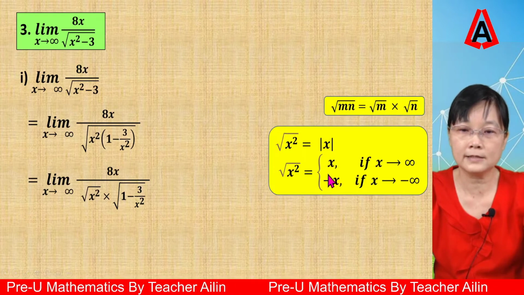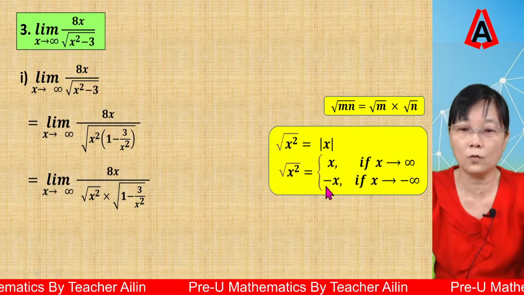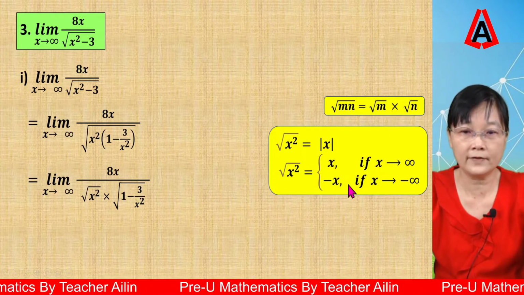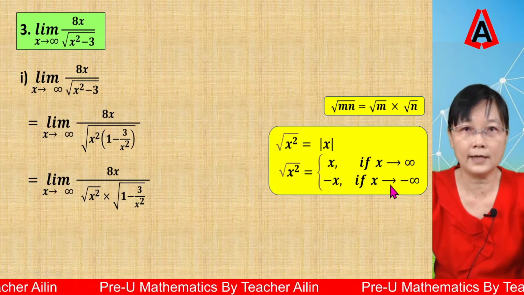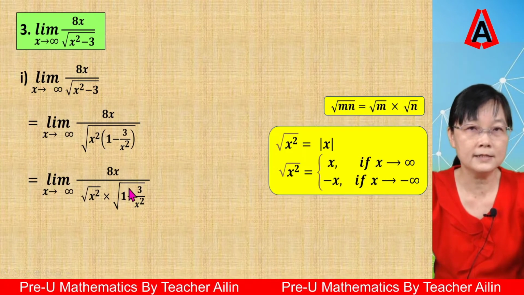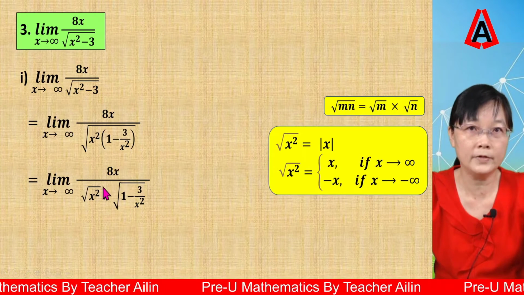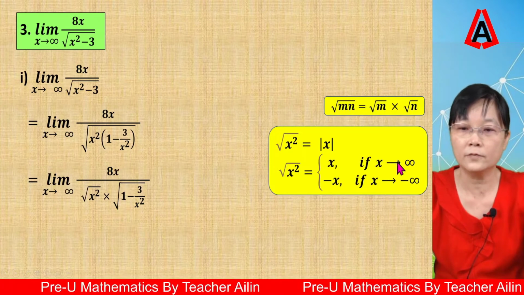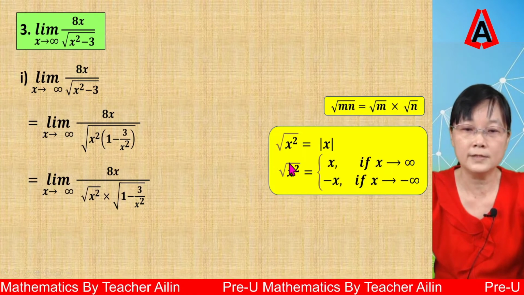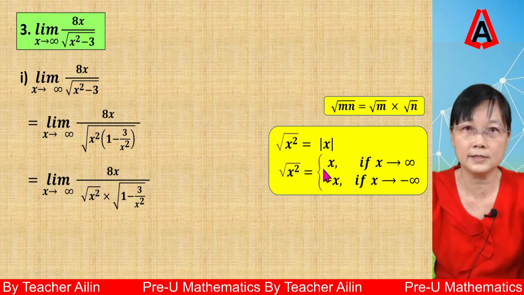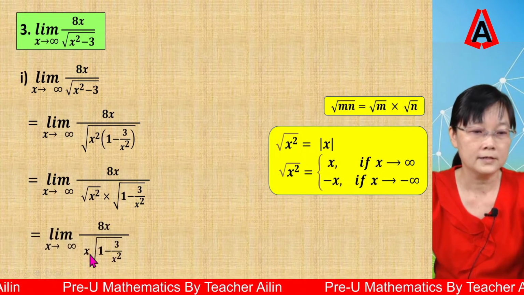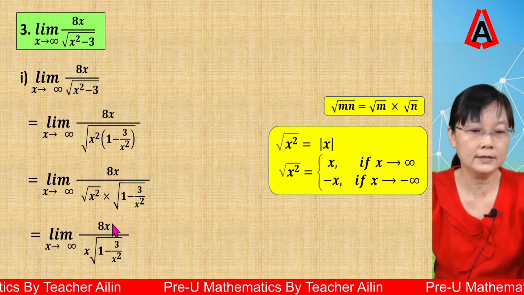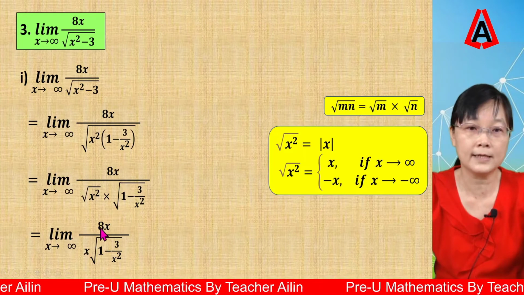Modulus x can be equal to positive x or negative x. Positive x is when x is a positive value, negative x is when x is a negative value. Since in this question we are going to find the limit as x approaches positive infinity, it means x is positive. So the square root of x power 2 actually is equal to positive x. After that, notice that the x of the denominator and the x of the numerator can be cancelled off.